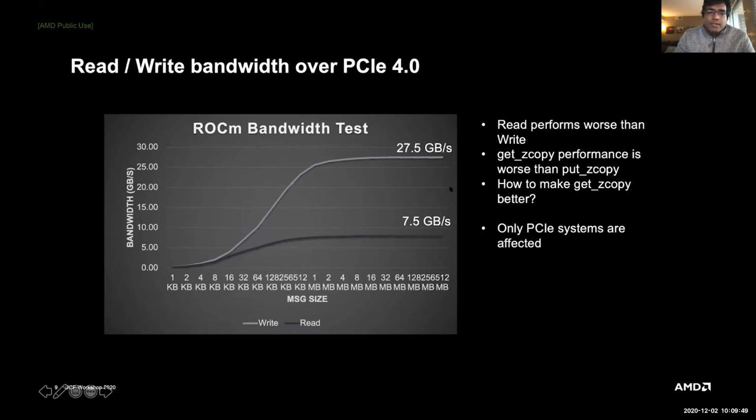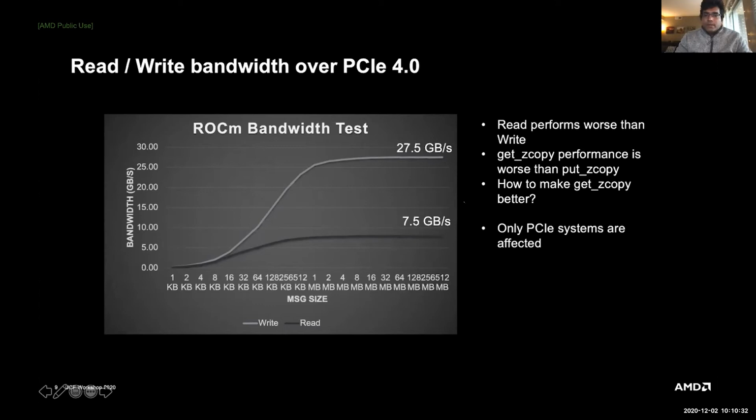If GPUs are connected through something like NVLink or AMD's Infinity Fabric or XGMI, they do not show this problem. In those cases, they are able to saturate the link bandwidth. So this is specific to PCIe systems. Now, the impact of this difference is that the default get zcopy approach, which is default in UCX for IPC transfer, performs quite worse than put zcopy, because get zcopy uses the read path where the destination GPU is reading, and the put zcopy will use the write path where the source GPU is writing.